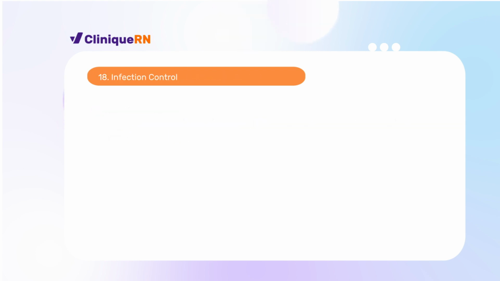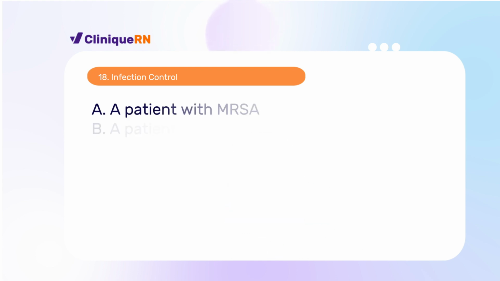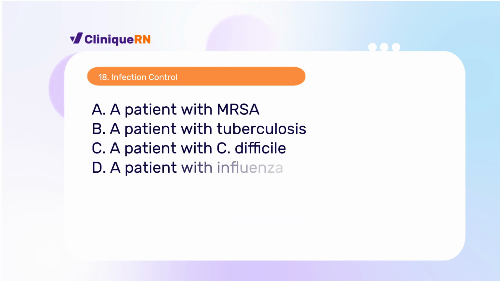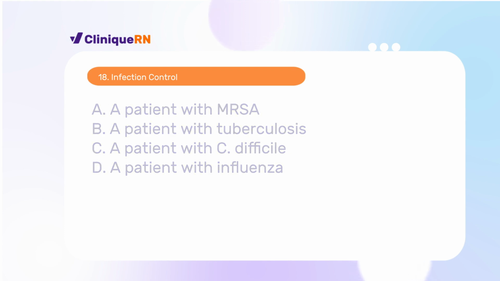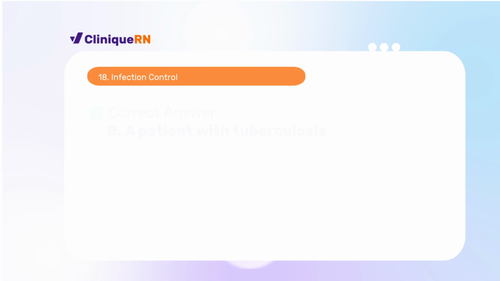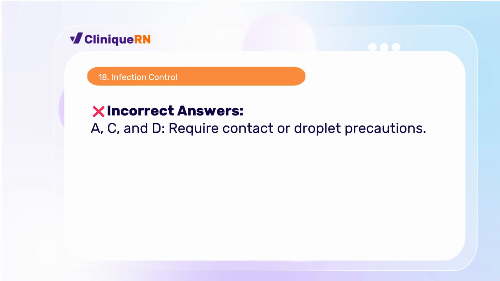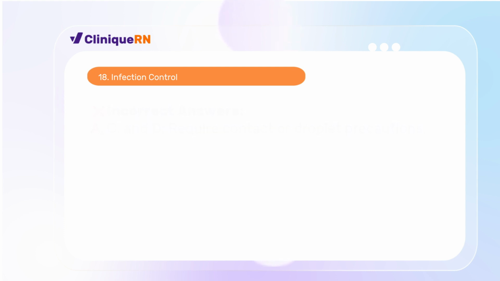18. Infection control. Question: which patient requires airborne precautions? A. A patient with MRSA. B. A patient with tuberculosis. C. A patient with C. difficile. D. A patient with influenza. Correct answer: B. A patient with tuberculosis. Rationale. Correct: TB requires airborne precautions, N95 mask, negative pressure room. Incorrect: A, C, and D require contact or droplet precautions.